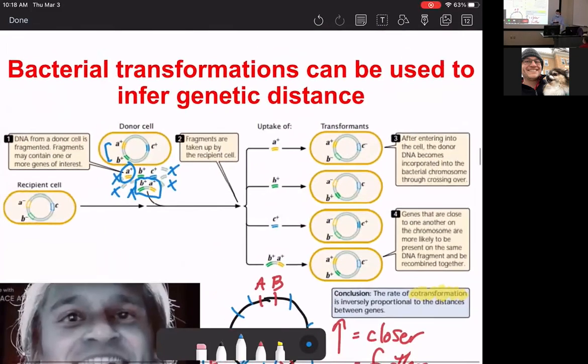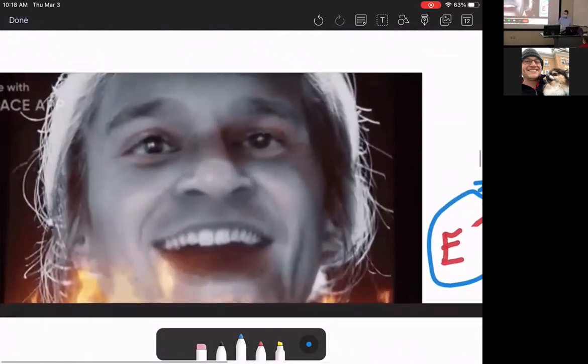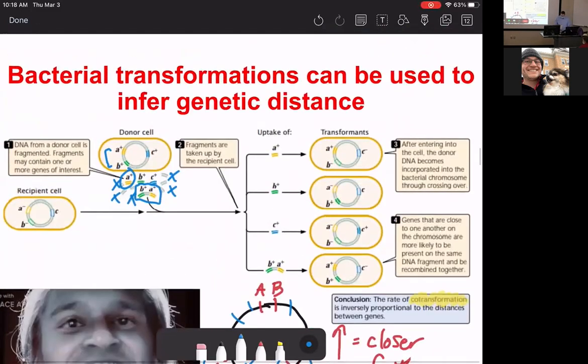So here's me laughing as everything burns down, and this is pre-spring break, and you guys are sad because it's another linkage problem. But hopefully we'll be okay. See, this is just like the theater scene. Terrible. Okay.